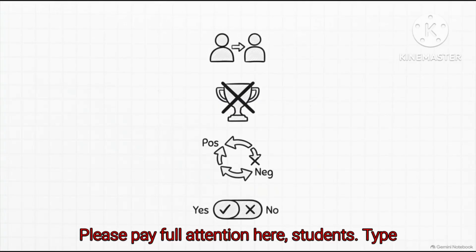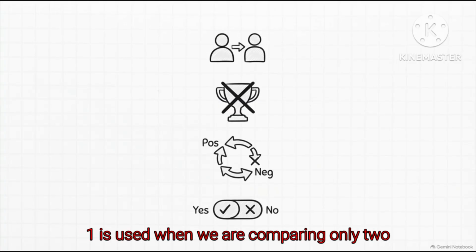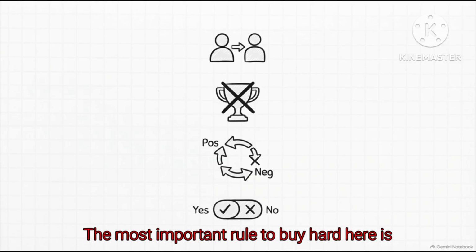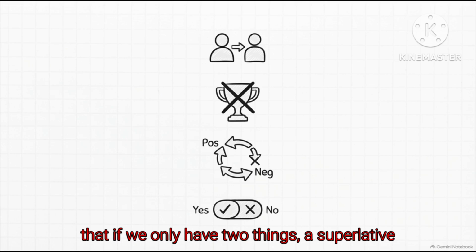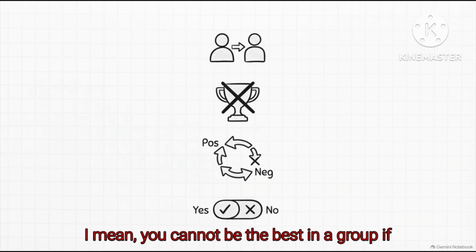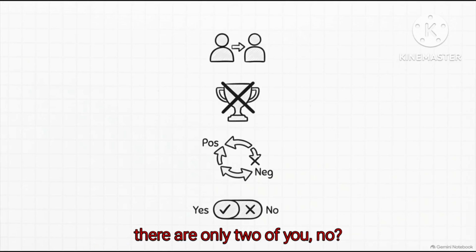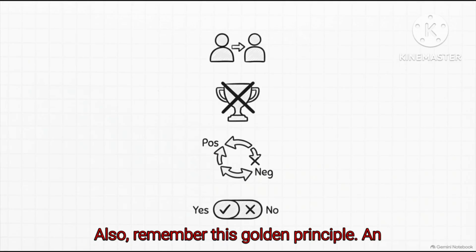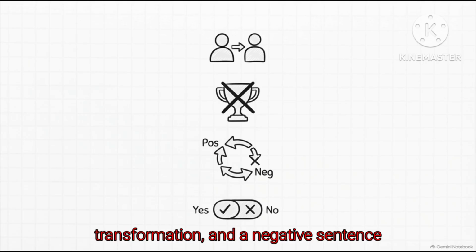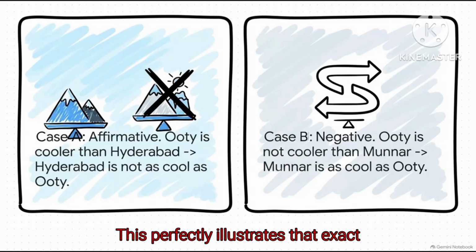Please pay full attention here, students. Type 1 is used when we are comparing only 2 people, places, or things. The most important rule to by heart here is that if we only have 2 things, a superlative degree simply cannot exist. I mean, you cannot be the best in a group if there are only 2 of you, no? Also, remember this golden principle. An affirmative sentence becomes negative during transformation, and a negative sentence becomes positive. This perfectly illustrates that exact principle.